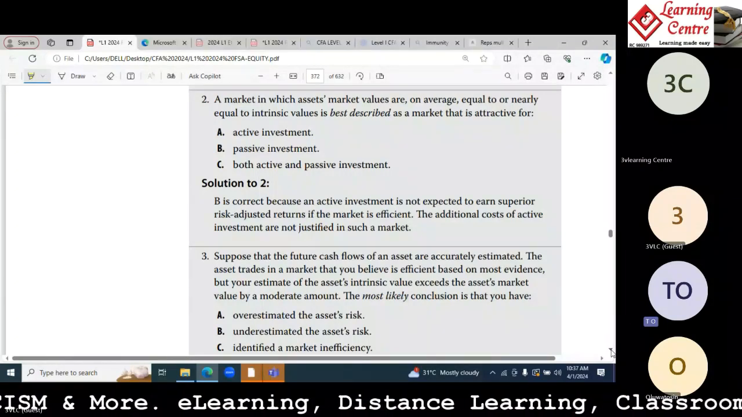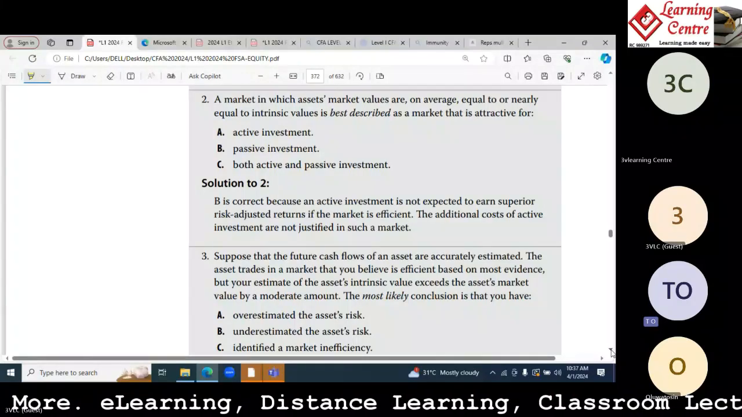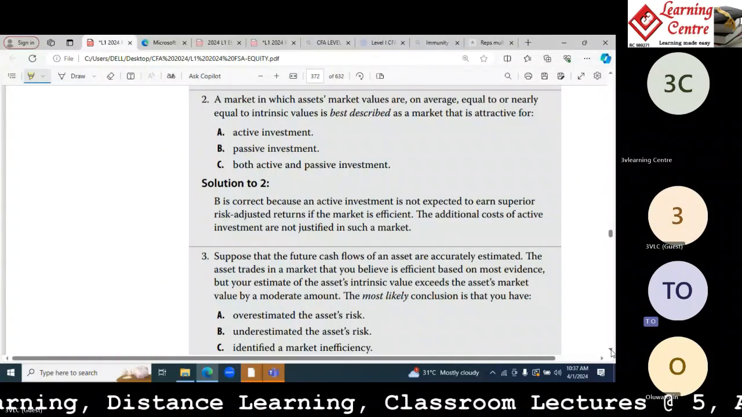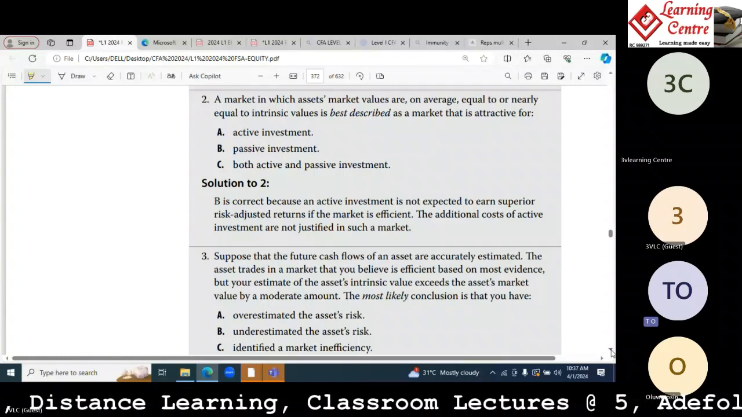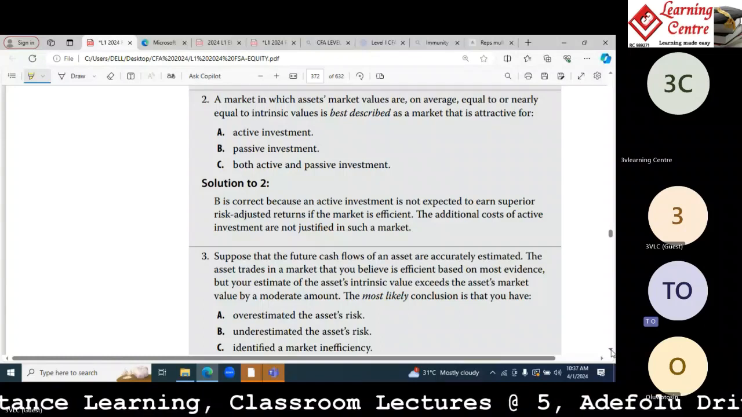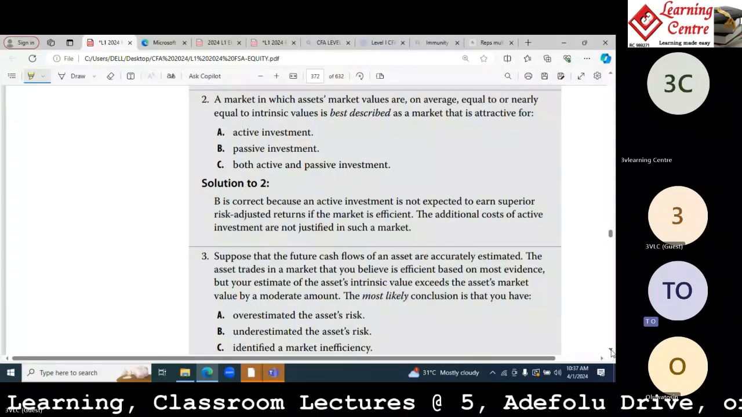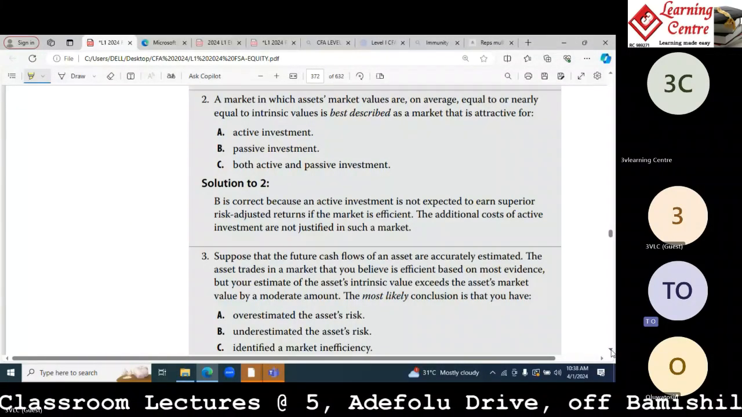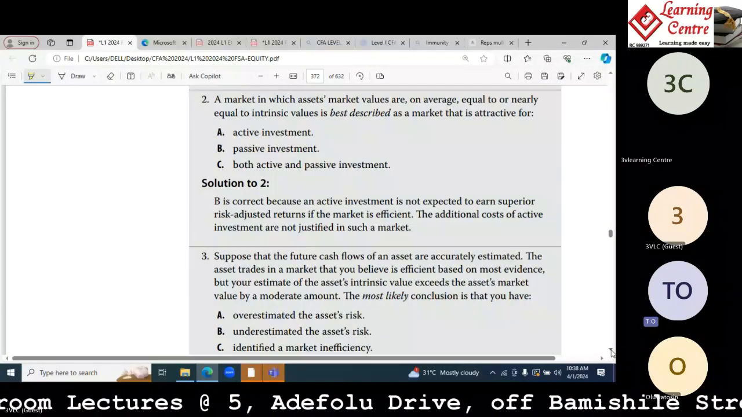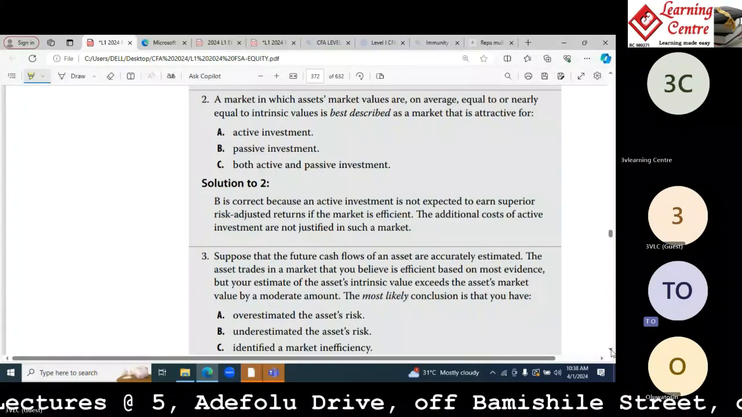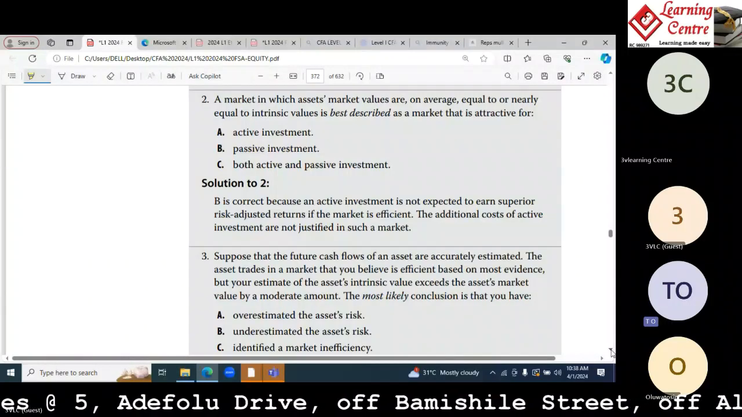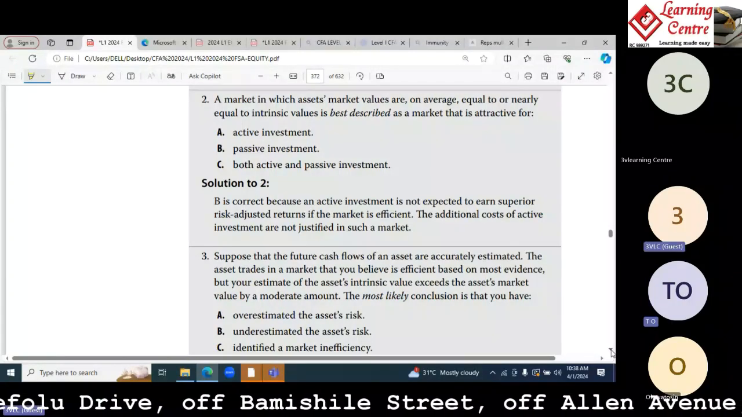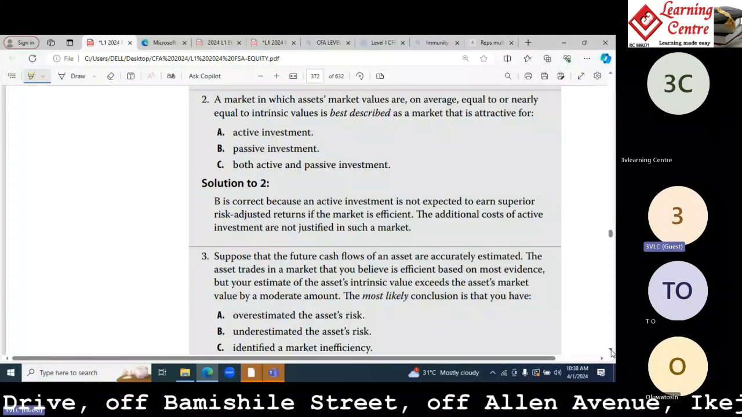Based on what you told us earlier, because you said if the intrinsic value is greater than the market value, we should buy. So from this place, if the intrinsic value here exceeds by a moderate amount, I won't think it overestimated the asset risk. That's what I think. I don't know if I'm making sense, honestly. You are making sense. You've made a lot of sense.